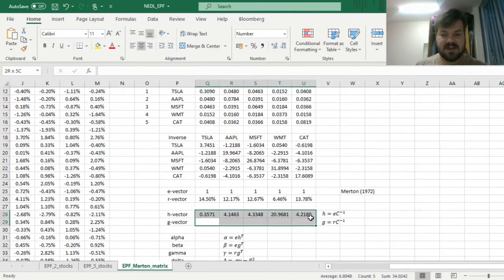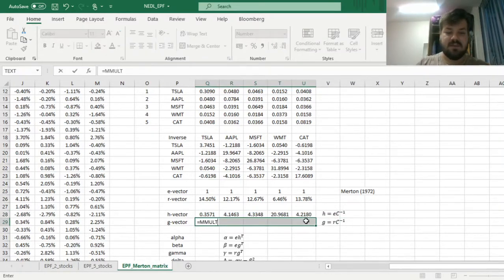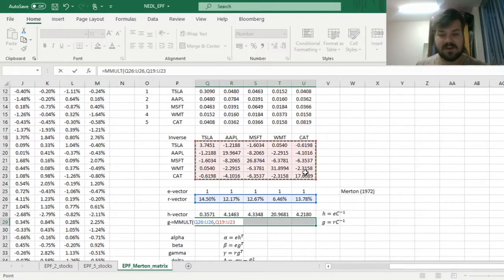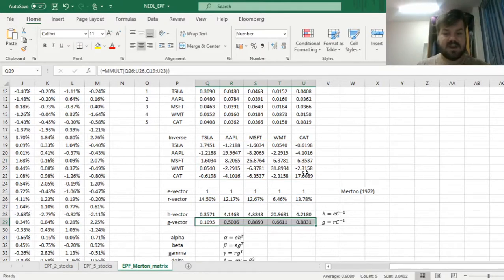For the G vector, we need to do exactly the same, but instead of the E vector, instead of the vector of ones, we need to input the vector of expected returns, as per CAPM in our case, also multiplied by the inverse covariance matrix, C to the power of -1. Close the parentheses and enforce this formula with Shift Control Enter again. And that will give us our G vector.